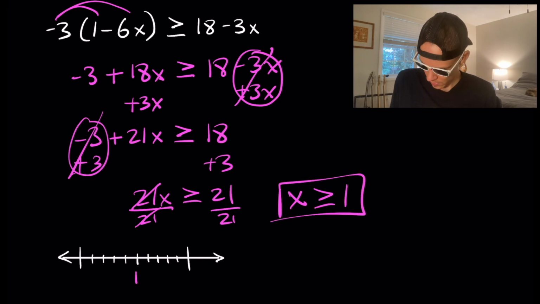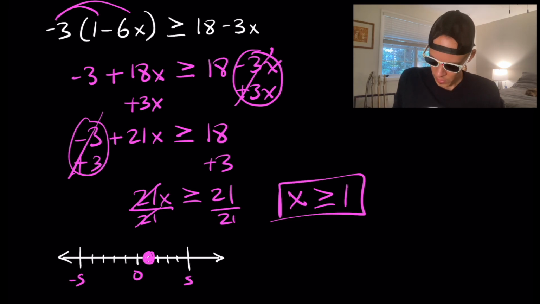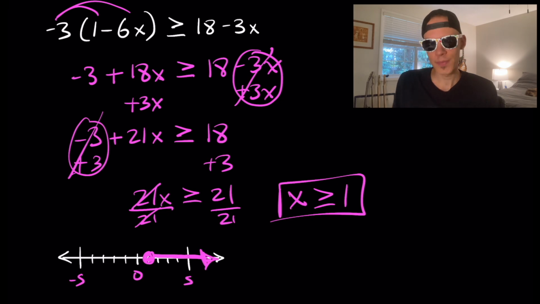So I'll put 1 here, 6, and then negative 4. And really, we could have done it, let's just make it nice and symmetrical. 0, 5, and negative 5. Here's 1, and we'll color in that circle or shade it fully in because it's greater than or equal to. And then it's greater than, so we're going to be going to the right.